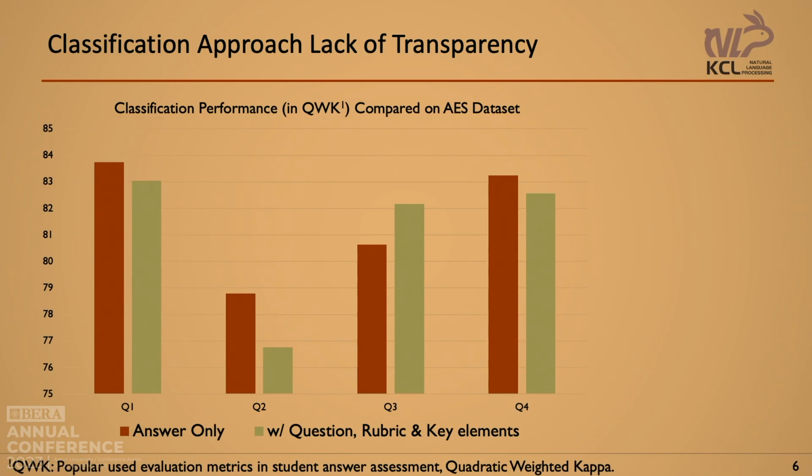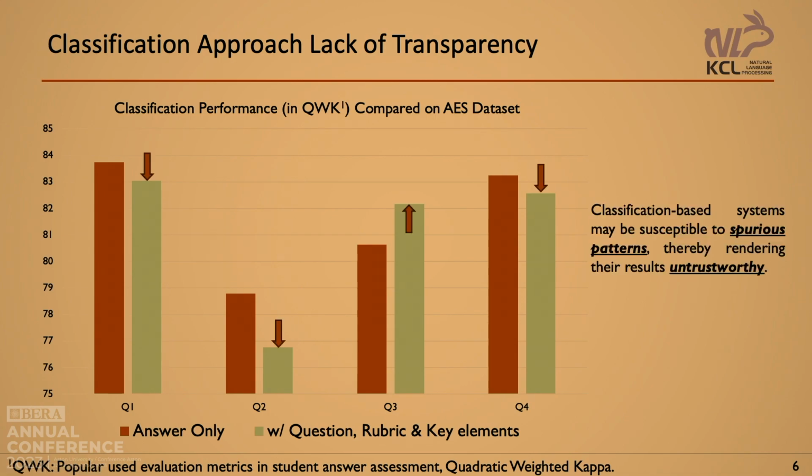Here is a lack of interpretability example we observed from the classification models trained on the AES dataset. The orange bars are the text classifiers' results trained with the students' answers only, and the green bars are the results trained not only with the student answer, but also with critical information such as the question, rubric, and key elements.